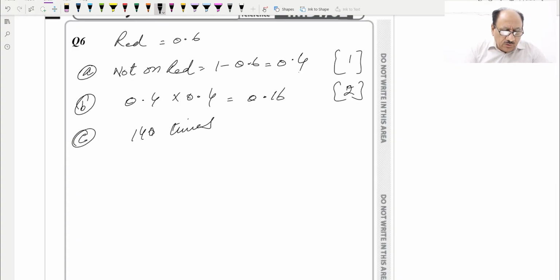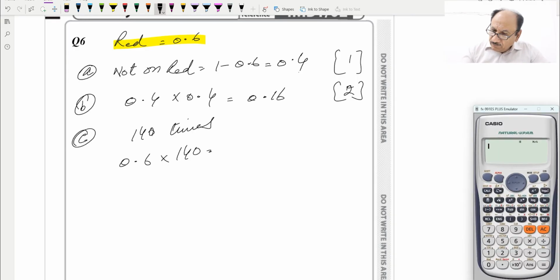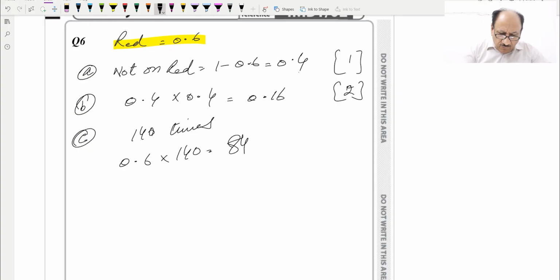So calculate the expected number of times the spinner will land on red. For red we have probability 0.6, so we can write 0.6 into 140, and this will give us 140 into 0.6, which is 84. So 84 times will be our answer for this part.